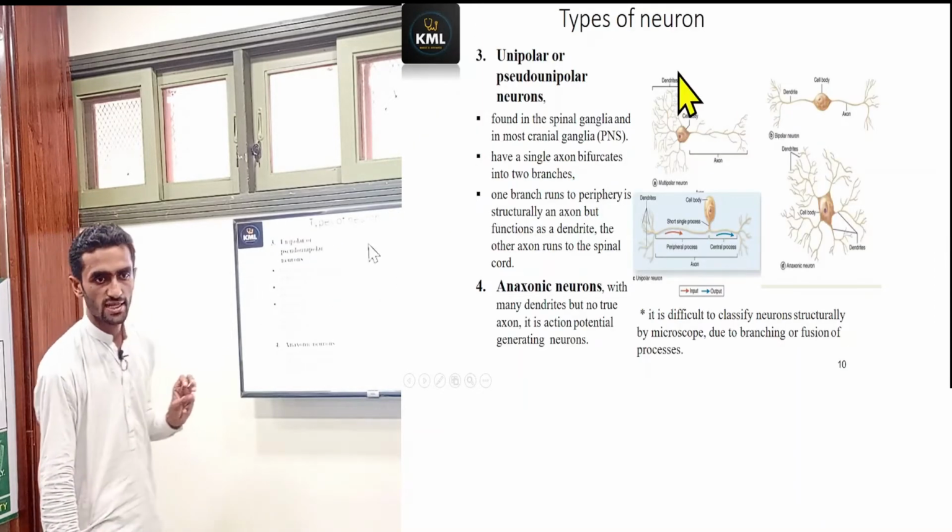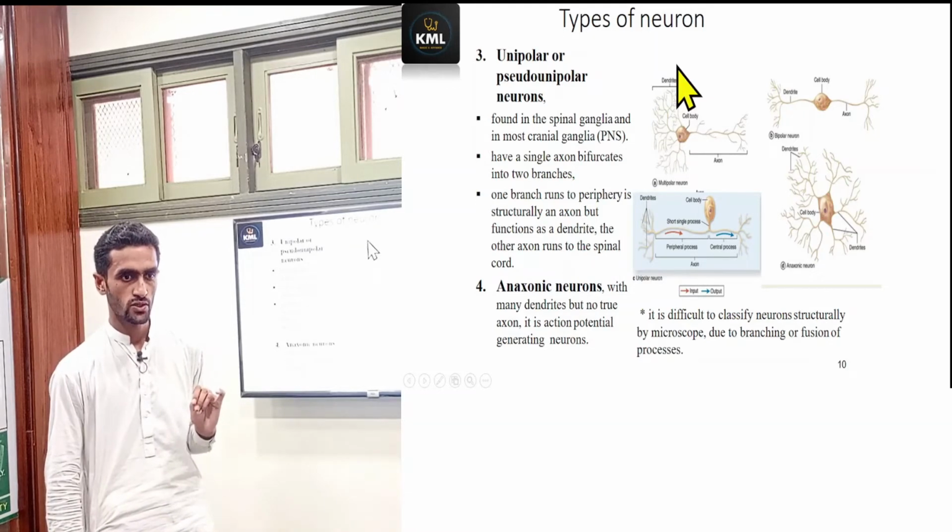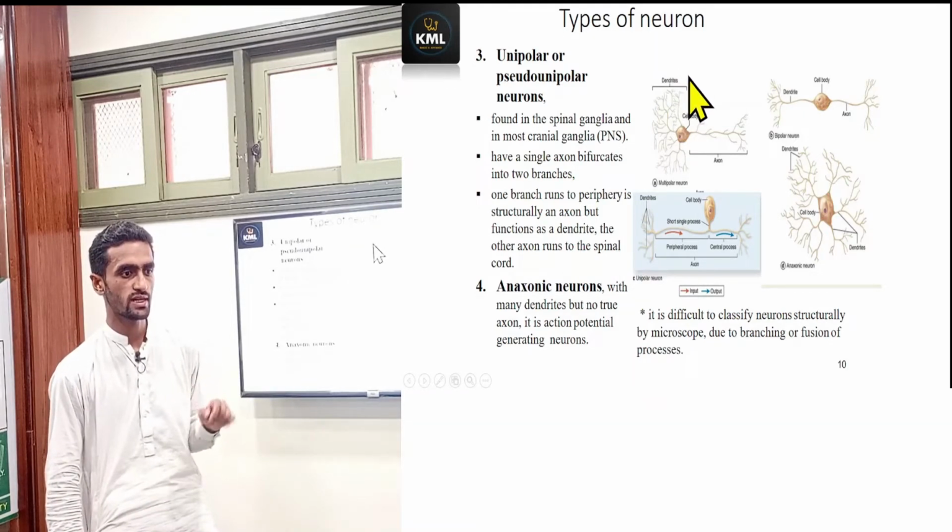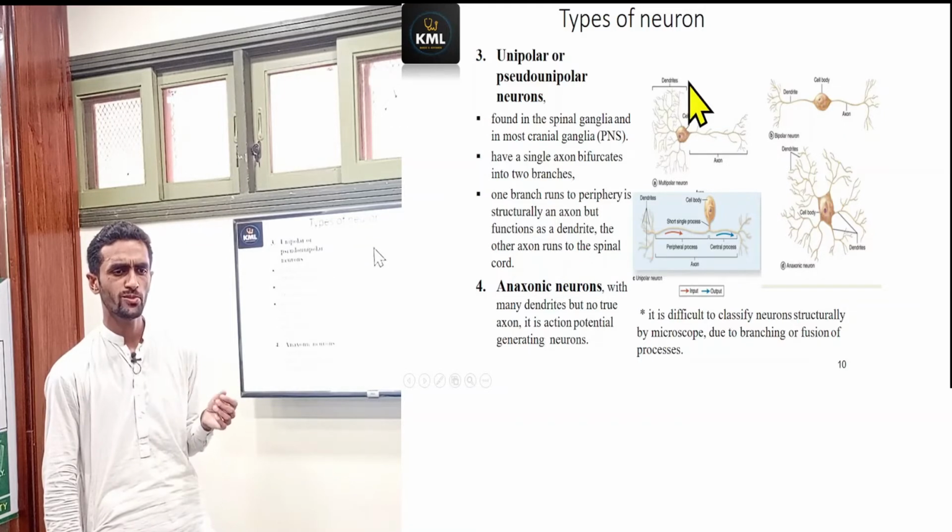So the types of neuron. Different types of neuron depend upon the poles. What do we mean by pole?